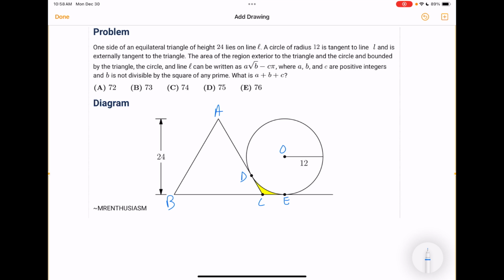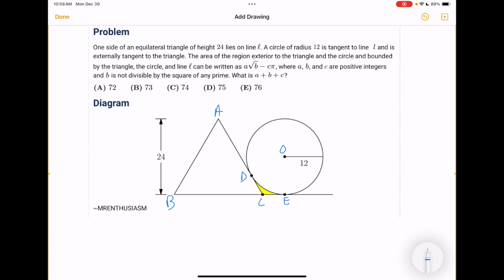The problem states: one side of an equilateral triangle of height 24 lies on line L. A circle of radius 12 is tangent to line L and is externally tangent to the triangle. The area of the region exterior to the triangle and the circle and bounded by the triangle, the circle, and line L can be written as a times square root of b minus c pi, where a, b, and c are positive integers and b is not divisible by the square of any prime. What is a plus b plus c?